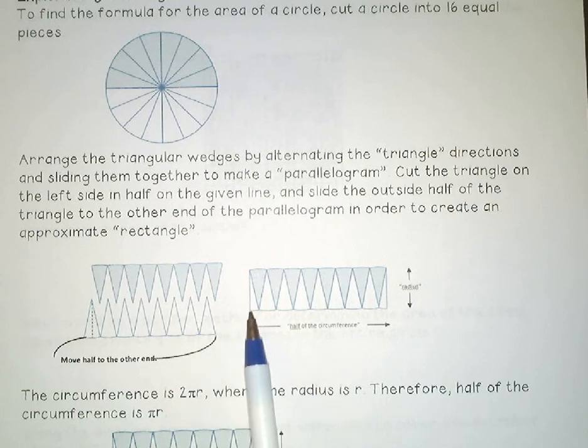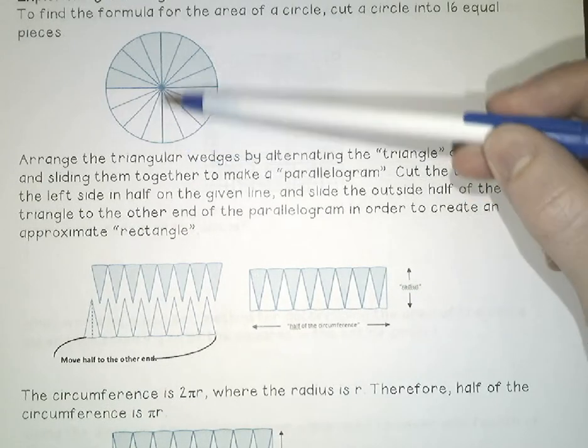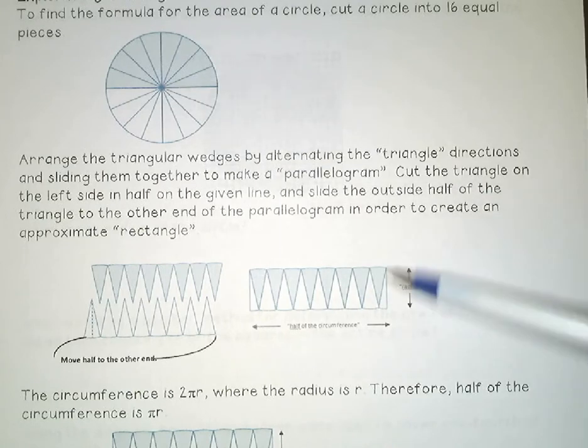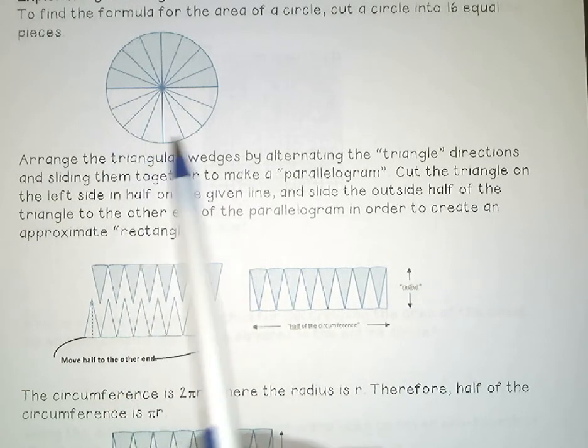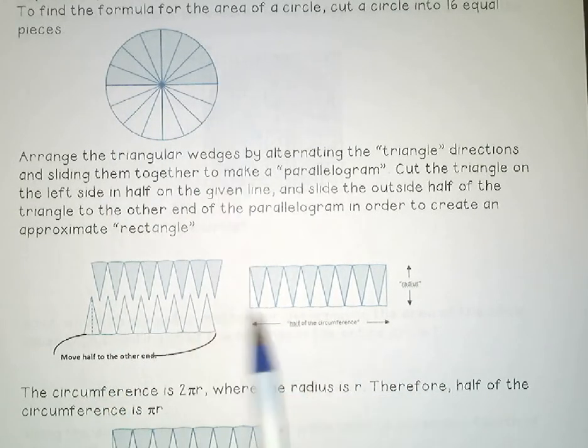Okay, so here we have half the circle. Here we have half the circle. And this part is the length of each side here. So each of these is the radius of your circle. That is the radius of the circle. That is half of the circumference, isn't it? Because the circumference of the circle is the outside of the circle. This is half of the circumference.